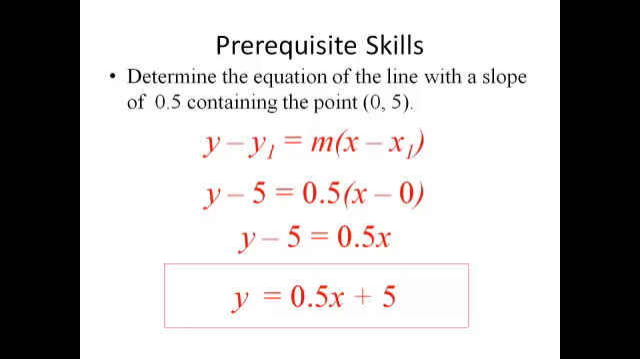Now, we could have skipped most of this by recognizing that the point 0, 5 is the y-intercept, and so we could have simply written down y equals 0.5x plus 5 without going through all the steps in this calculation.